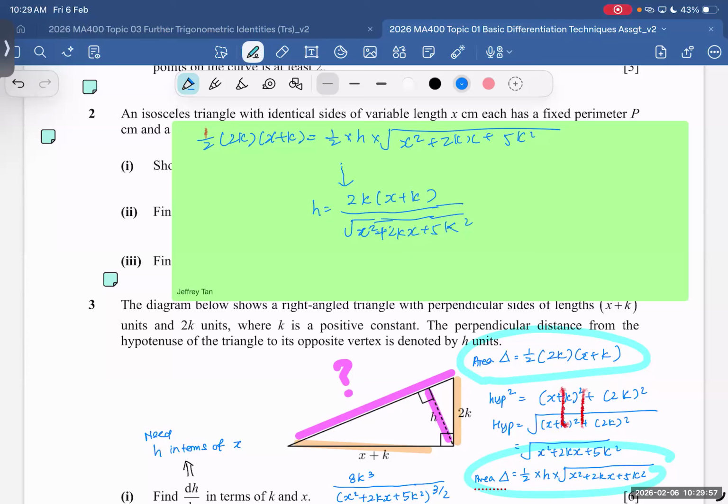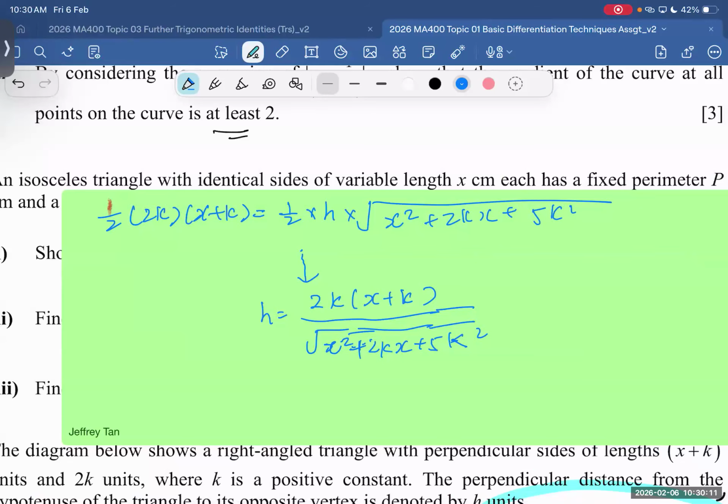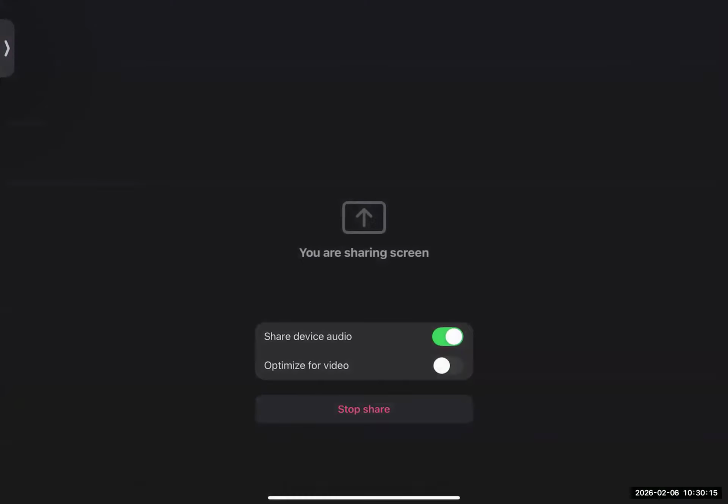I will stop here. I've got no more time, but differentiate this, then you will get your answer. For those who do not know how to do question 3, sorry, can you copy this down?